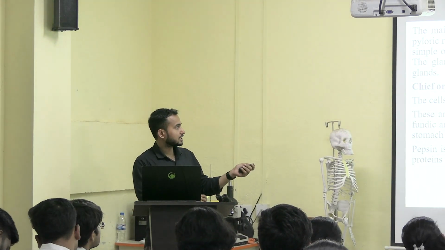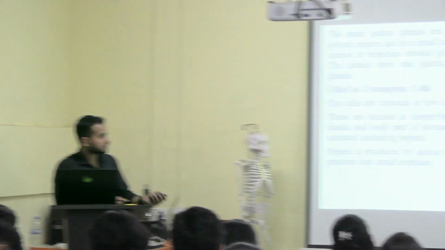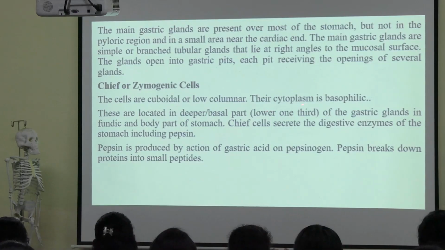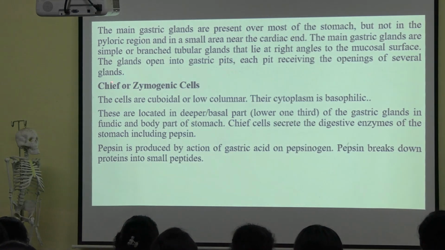First, you know that chief or zymogen cells are there. Already you have studied this in physiology, I know. These are cuboidal cells or low columnar cells with basophilic cytoplasm. Okay, they are located in the deeper or basal part, or lower 1/3, of the gastric glands. That means the chief cells or zymogen cells are present at the basal part or lower 1/3 of the gastric glands.